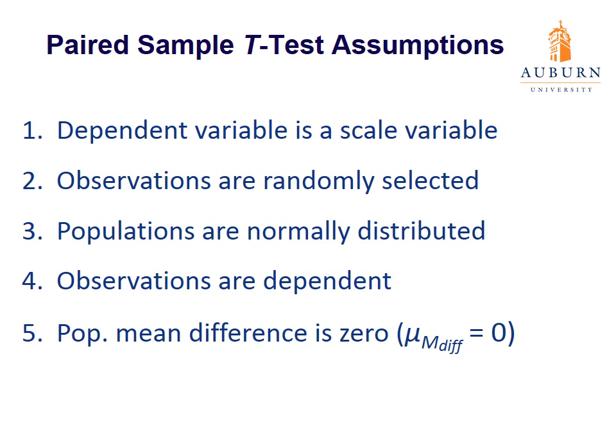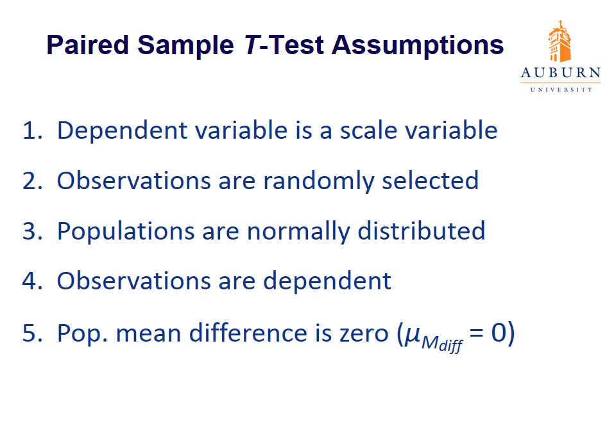So those first three are that the dependent variable should be a scale variable. It should be interval or ratio. The second one, that observations are randomly selected from the population, you should know as well. So we were assuming random selection. And then the third is that our population should be normally distributed.